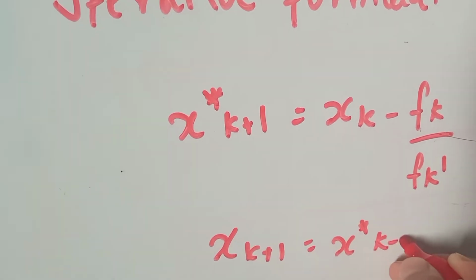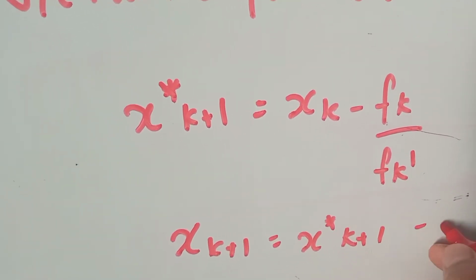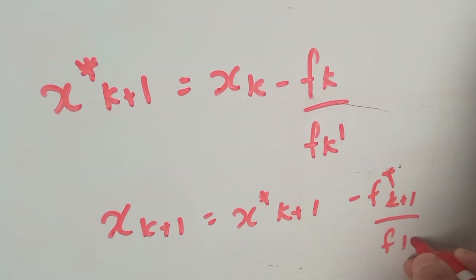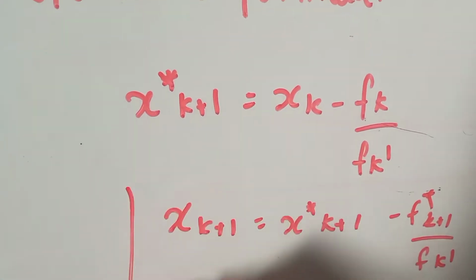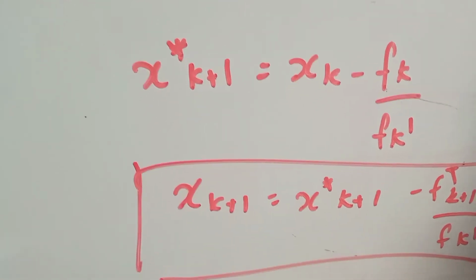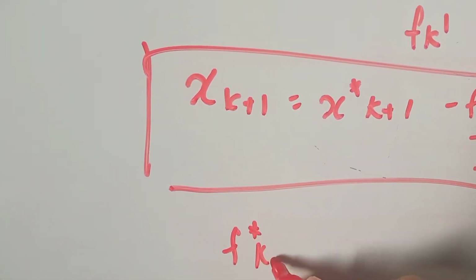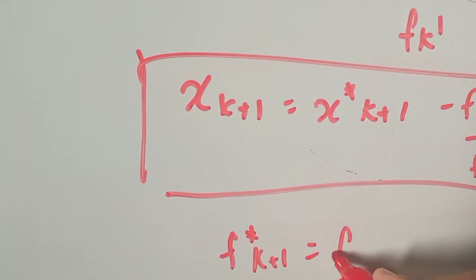So here we have x star k plus 1 is equal to xk minus fk by fk dash, and xk plus 1 is equal to x star k plus 1 minus f star k plus 1 by fk dash. My star is just a scribble star, so I hope you can understand it.